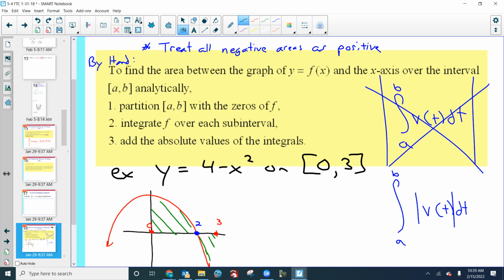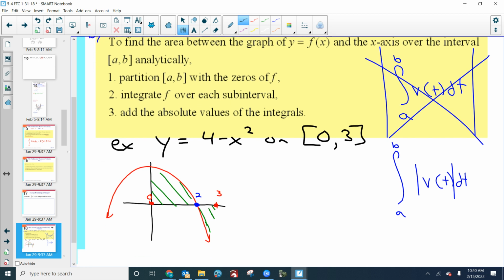Keep it positive. Then we're going to find the area from 2 to 3. That's going to be a negative area. So what are you going to do? Make it positive and then add the areas together. Make sense? What if there were 2 x-intercepts? How many regions would you have? Possibly 3, right? How many integrals would you have? 3.